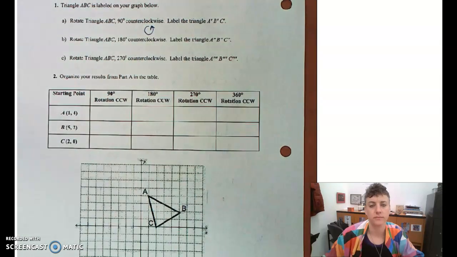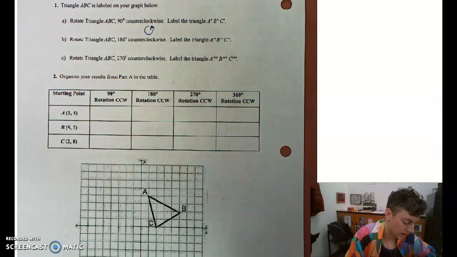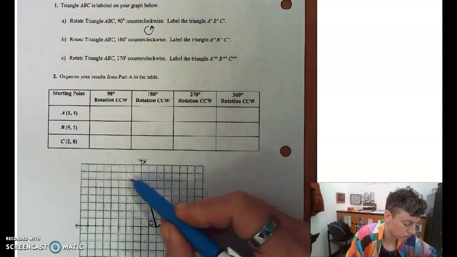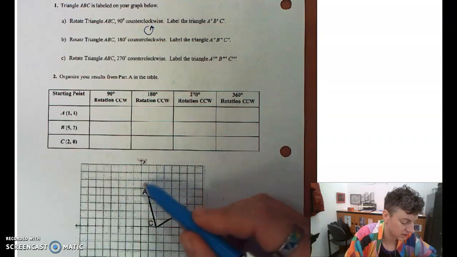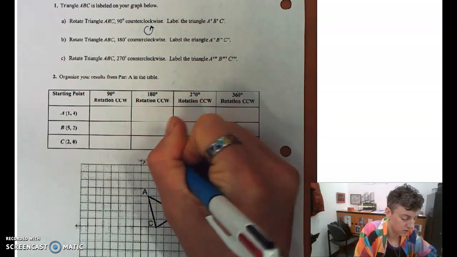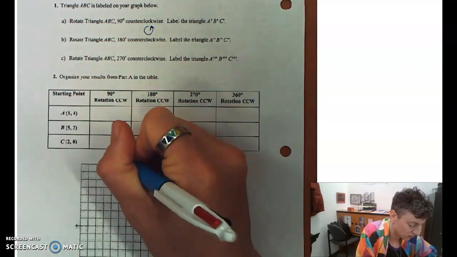Just like that. And then we're going to label our new points A prime, B prime, and C prime. Okay, 90 degrees counterclockwise. Going like this. So it was in the first quadrant. Right, that's our first quadrant. And it's going to move to the second quadrant.